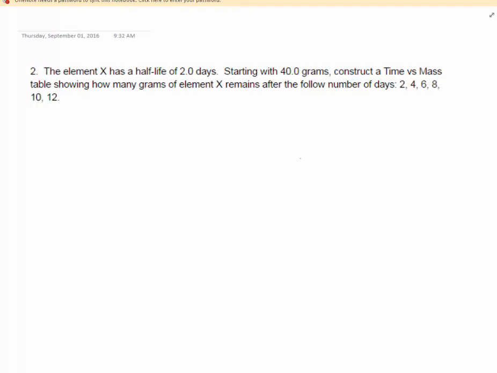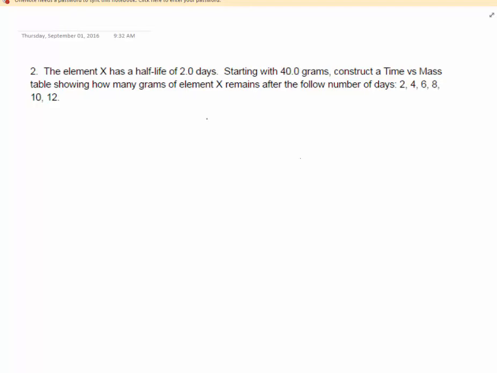So here we have an element with a half-life of 2 days, which means every 2 days half of that element will decay into something else. And we start with 40 grams, and they just want a time versus mass table showing how many grams of element X remain after each of the following number of days have passed.